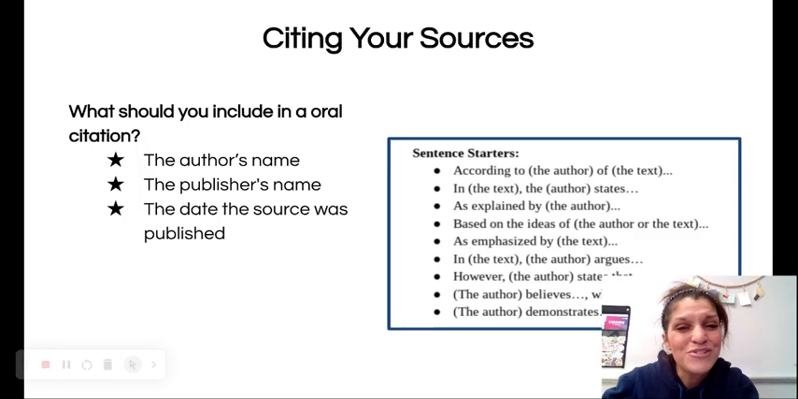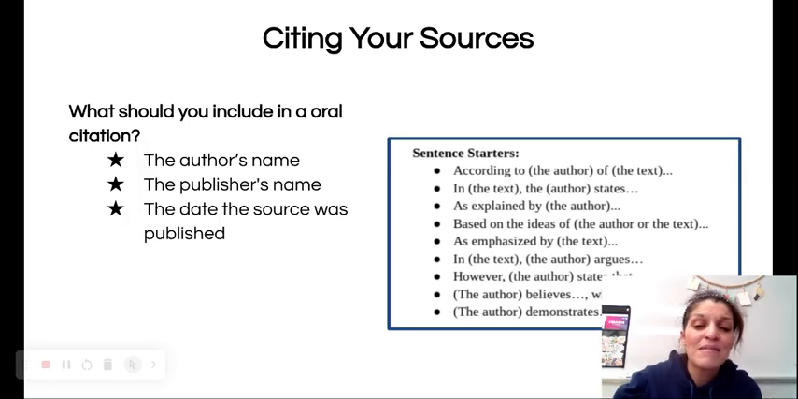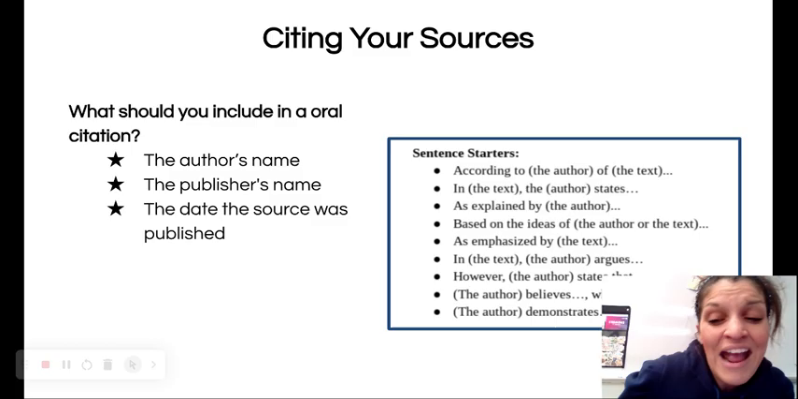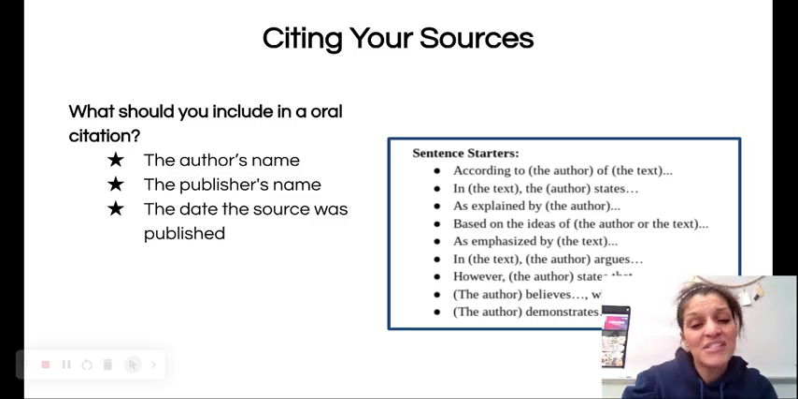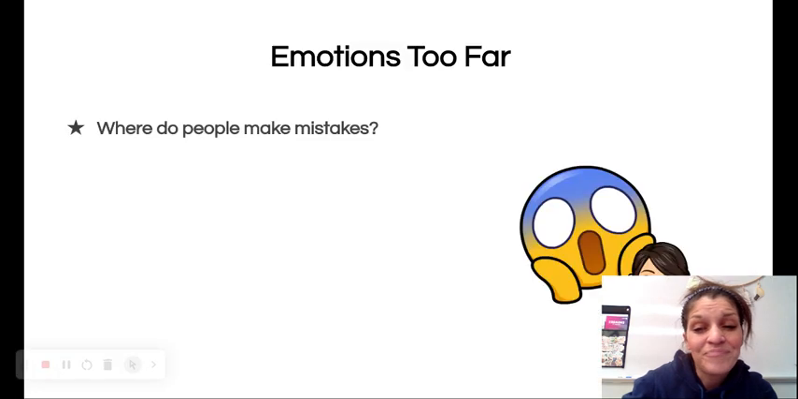How do you know when our sources are credible online? Well, again, reviewing your research, reviewing the SIFT or the CROP method to evaluate sources is key. Now, when it comes to citing your sources, again, you want the author's name, the publisher's name, and then the date the source was used. I've got all these sentence starters here, and this is linked in our assignments as well. You can take a look at different ways to cite your sources aloud.